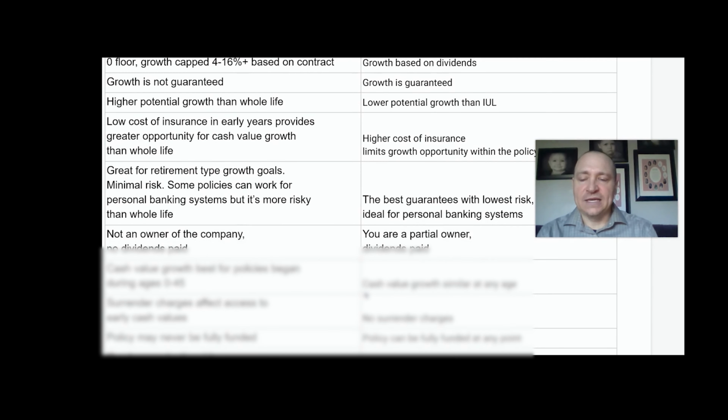Now, with an index universal life policy, you are not an owner of the company. So there's no dividends that get paid out to you. This is why there is no guaranteed growth. It is strictly based on the stock market. Anytime you buy a whole life policy from a mutual company, you become a partial owner of the company, which means any profits that the company makes, dividends get paid to you on top of or above that 4% guaranteed that's in your contract.